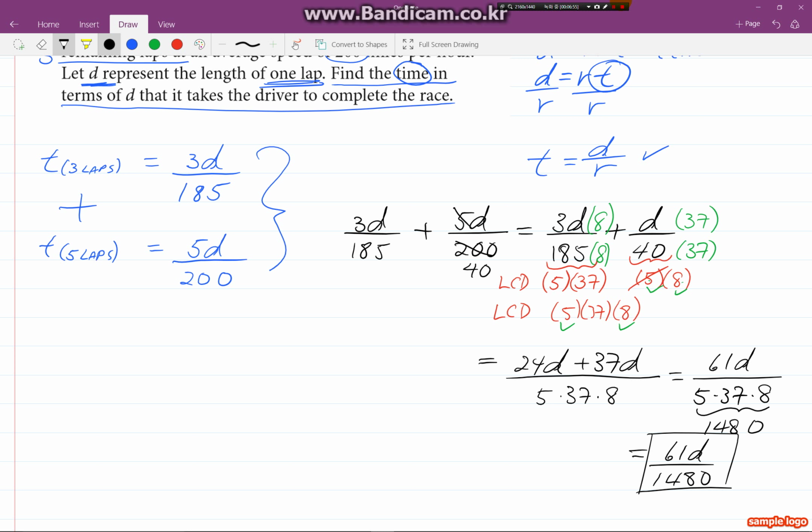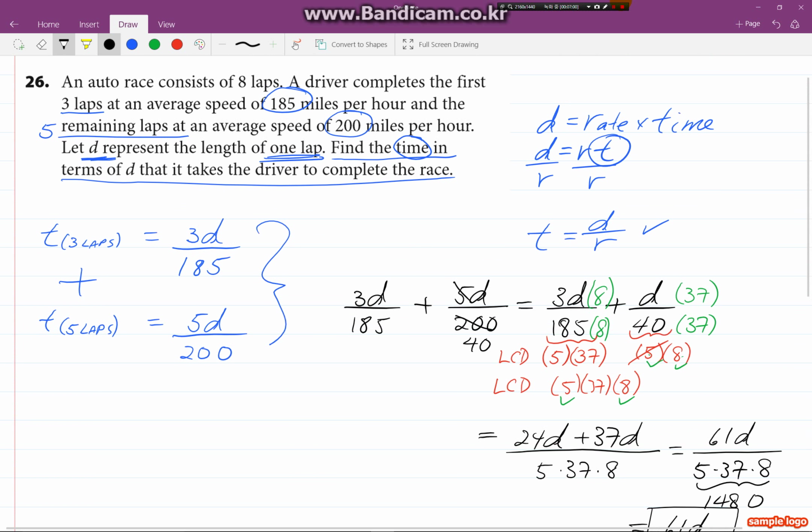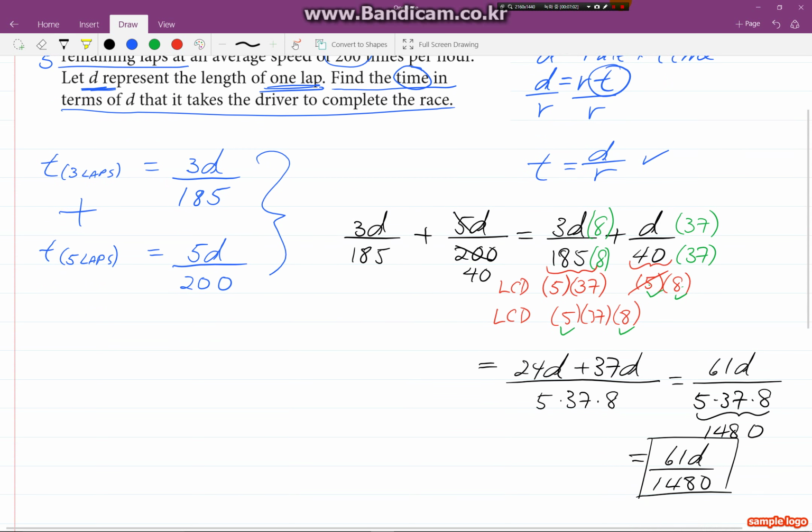Okay, you cannot get the exact answer because we don't know how long one lap is. We don't know the distance of one lap. It could be 1 mile, it could be 2 miles, or it could be half a mile. So depending on the length of one lap, your actual time will change. So time is this.